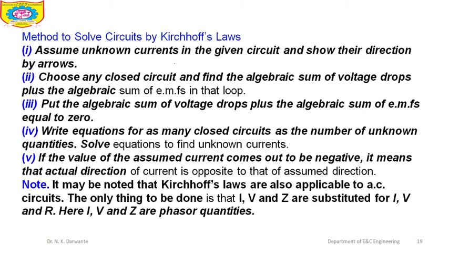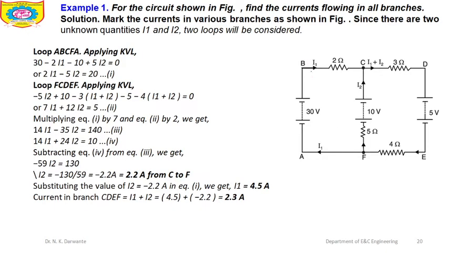Assume the unknown current in the given circuit and show their direction. Here the directions are already shown, but in the exam you will get only the circuit without any arrows, only the 2 ohm, 3 ohm, 5 ohm, 4 ohm resistances and the batteries 30, 10 and 5. None of the other information will be given. First of all, give names to the nodes, like this is node A, then B, C, D, whatever it may be. Here the names of the nodes given are A, B, C, D, E and F.